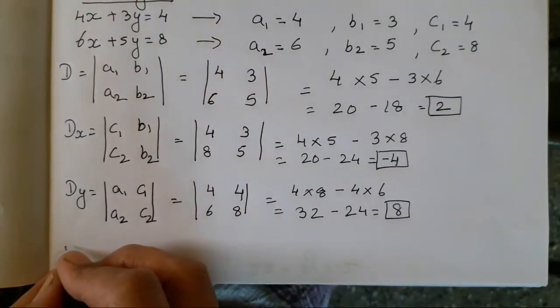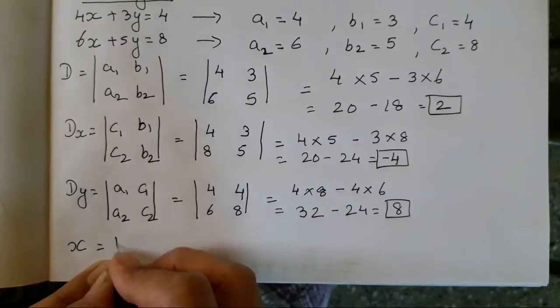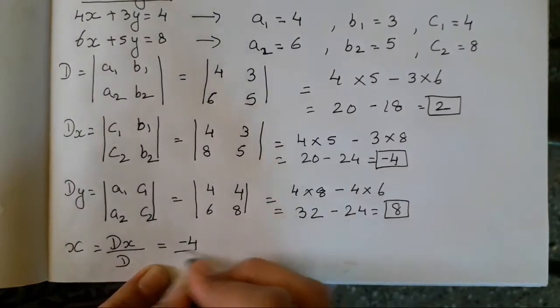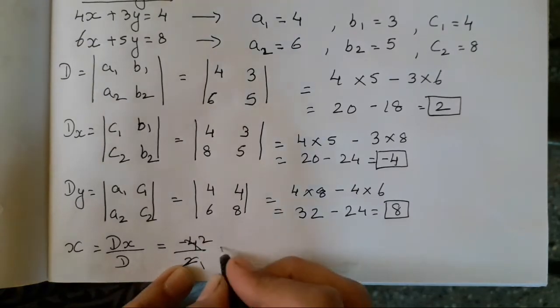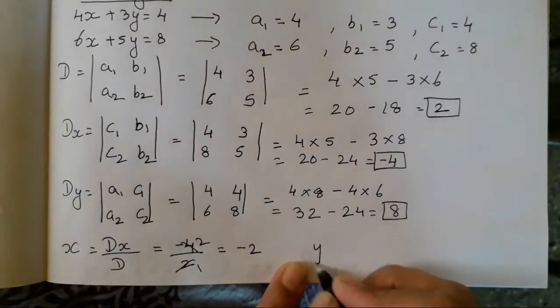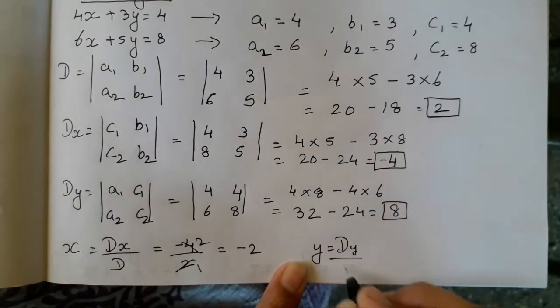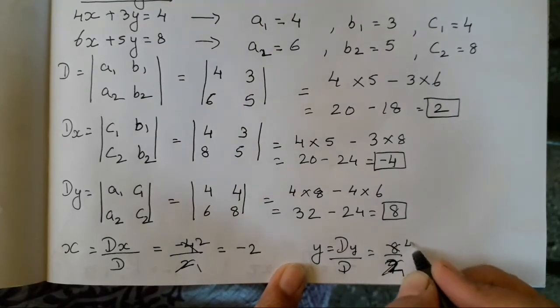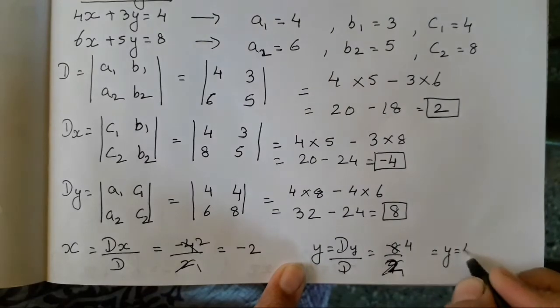Use Cramer's rule for finding x, that is going to be Dx upon D, which is minus 4 upon 2. So 2 1s are 2, 2 2s are 4, the answer is minus 2. So you have got your x as minus 2. Same for y, Dy upon D is equal to 8 upon 2, sorry, D is 2. So 2 1s are 2, 2 4s are 8, y you have got 4.